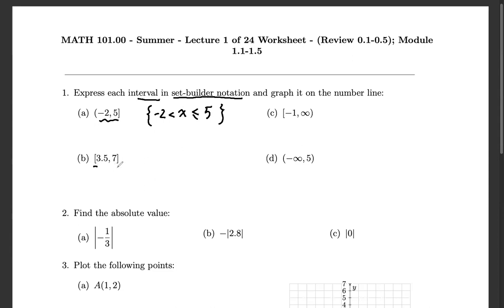B, both sides are brackets. So that means x less than or equal to the right-hand side one, 7, and greater than or equal to the left one, which is 3.5. Then we use braces. So C involves infinity.